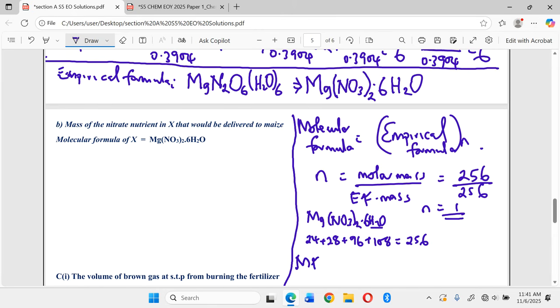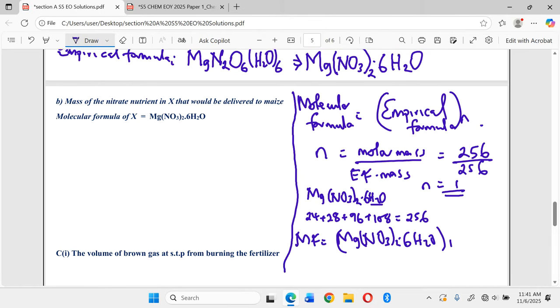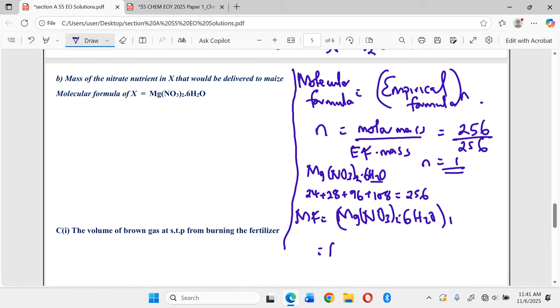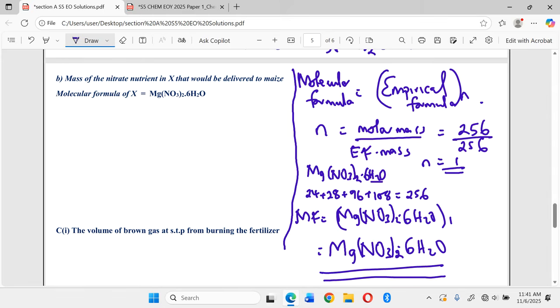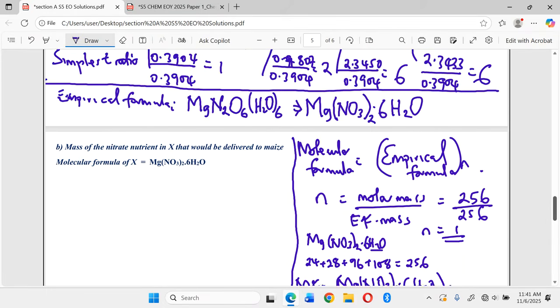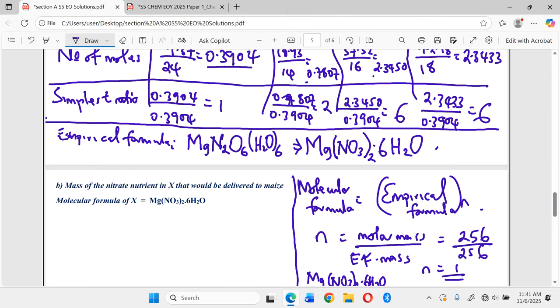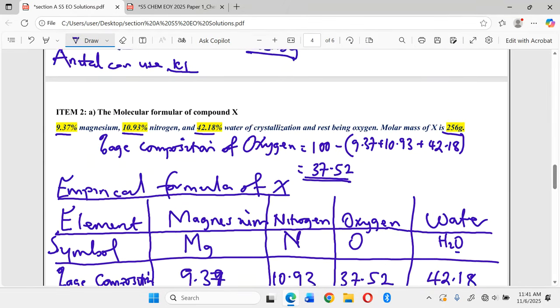So the molecular formula will equal magnesium nitrate hexahydrate, then we multiply by a 1. So when you multiply by 1, it will remain as magnesium nitrate hexahydrate. Some learners, because N is 1, tend to end here. When you end here, you don't get all your scores.